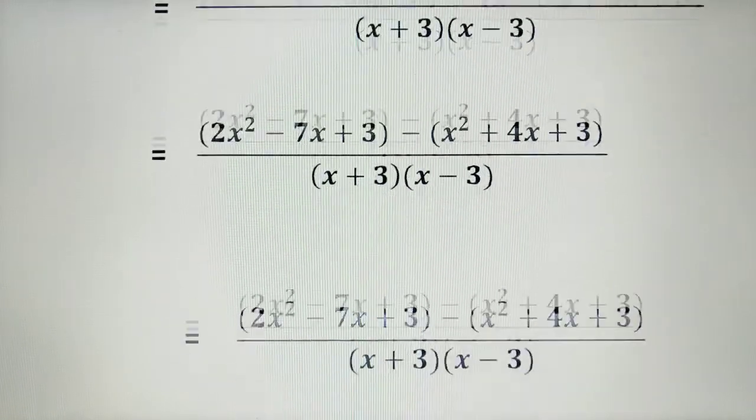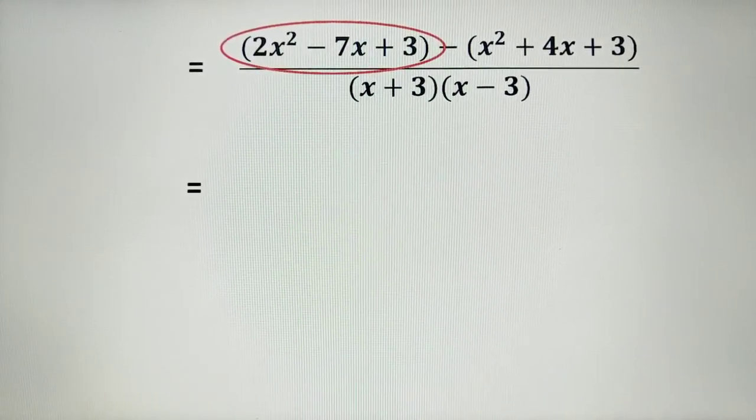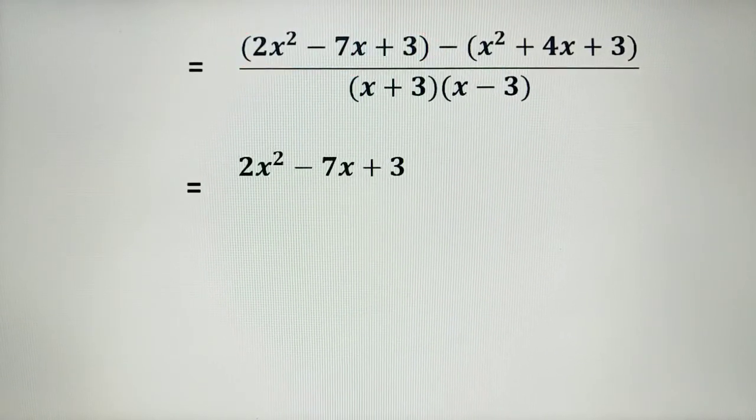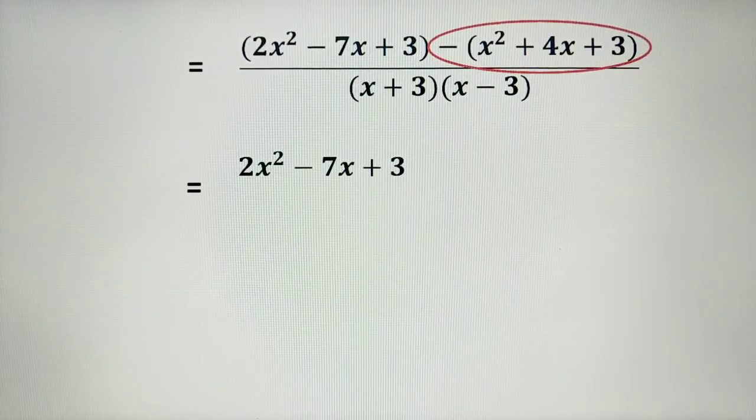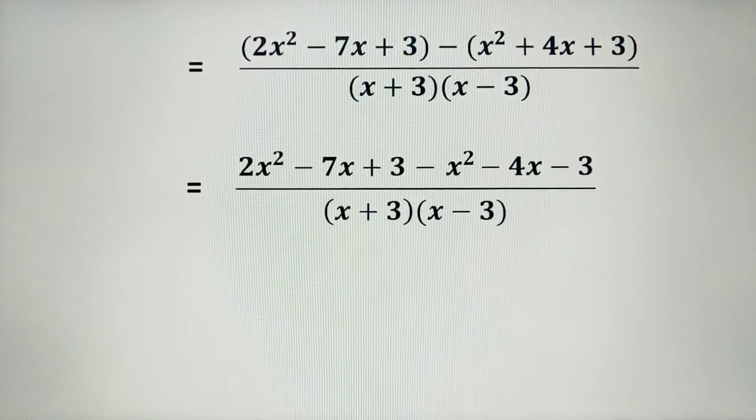Let's continue. We will copy first the expression 2x squared minus 7x plus 3. Then we are going to multiply the negative outside to each term in the trinomial. So we have negative times x squared is negative x squared. Negative times positive 4x is negative 4x. Negative times positive 3 is negative 3. All over, copy the LCD.